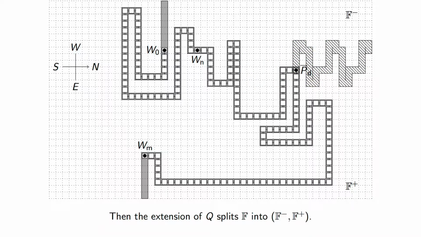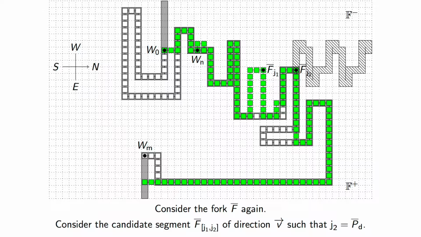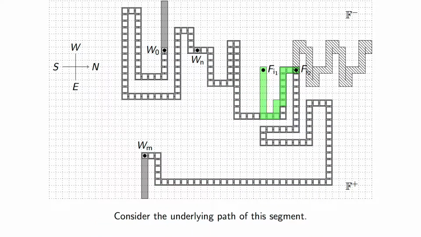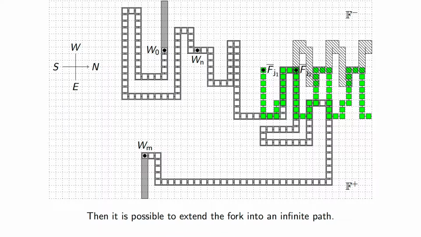Here, the extension of the new path Q splits the free zone into F plus and F minus. Note that the translation of Q by minus V is indeed a subgraph of the zone F minus. Since PD is a new dominant tile, let's start again. Consider a new candidate segment of the fork. We will try again to pump the underlying path of this segment. In this case, the extension of this green segment is a subgraph of the zone F plus. Thus, we can tile this infinite path in order to build an infinite path assembly of period V.